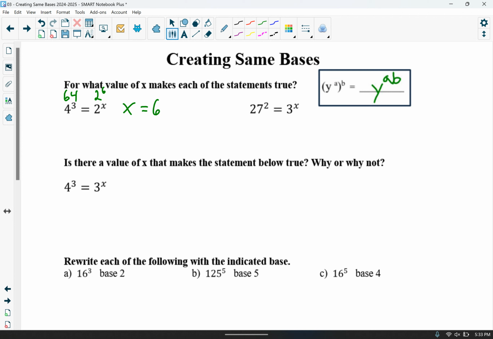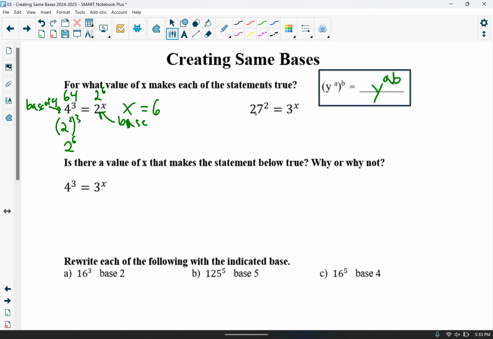But how we want to start looking at these things is to realize that the 2 to the x has a base of 2, where here you have a base of 4. But 4 can be written with a base of 2, as just 2 squared. If we think of 4 as 2 squared, then 4 to the 3rd could be rewritten as 2 squared to the 3rd power, which is 2 to the 6th. And we can more easily see that, oh, this will work for a value of 6.